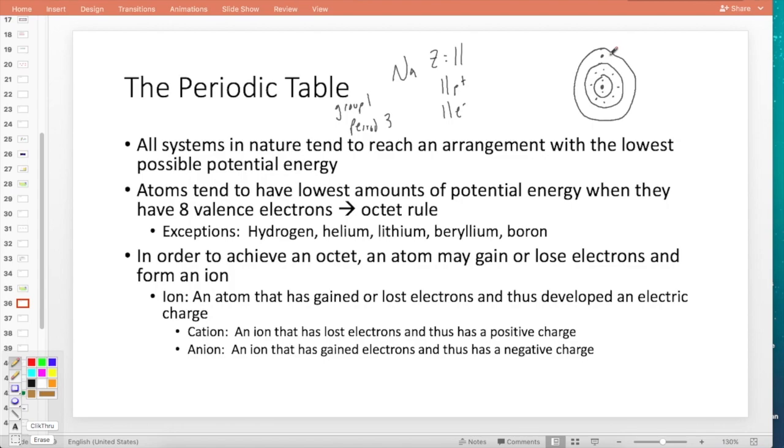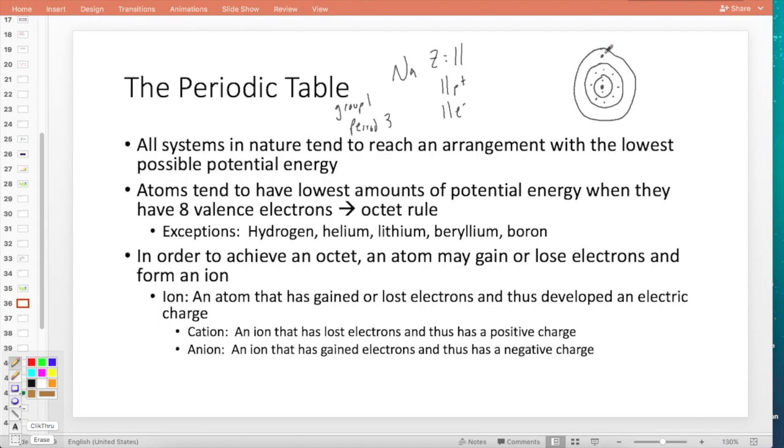So, sodium is not stable. He's not happy. He's not at his potential energy minimum. He's not living his best life because he does not have an octet. How can sodium get an octet? Well, I guess we can think about it like this. There are two ways. Sodium could gain 7 electrons, or is there another way for it to have 8 electrons in its outermost energy level?